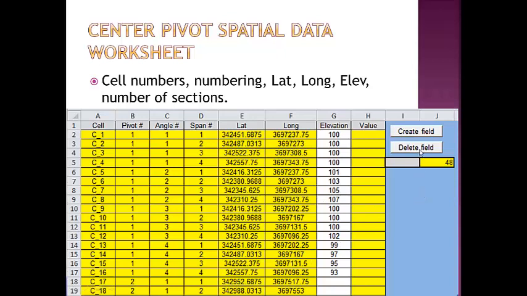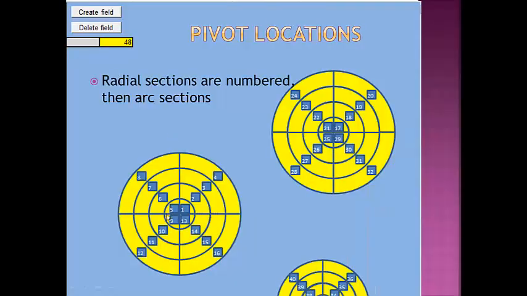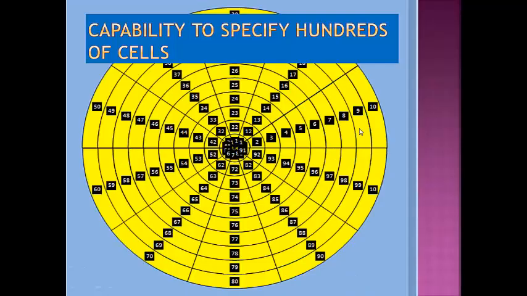And then you can delete all the pivots if you want to, but anyway, they show up to the right of what we were just looking at, and the radial sections are numbered 1, 2, 3, 4, and then it goes to the next arc, and the next arc, and the next arc, then it goes to the next pivot, and so on. So we specified we were putting 3 pivots out there. 2 had 400 meter diameter, each had 4 spans and 4 angles, and then this one had a 300 meter length pivot. And if you press delete field, it'll just erase them all. And you can specify hundreds of cells with the program.